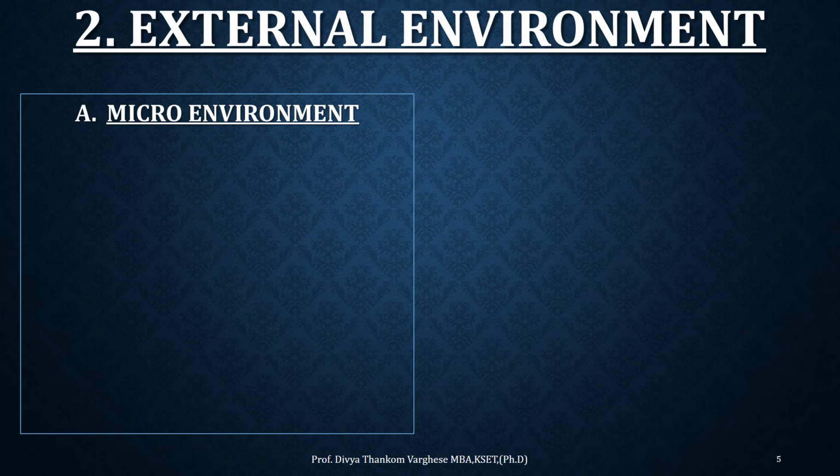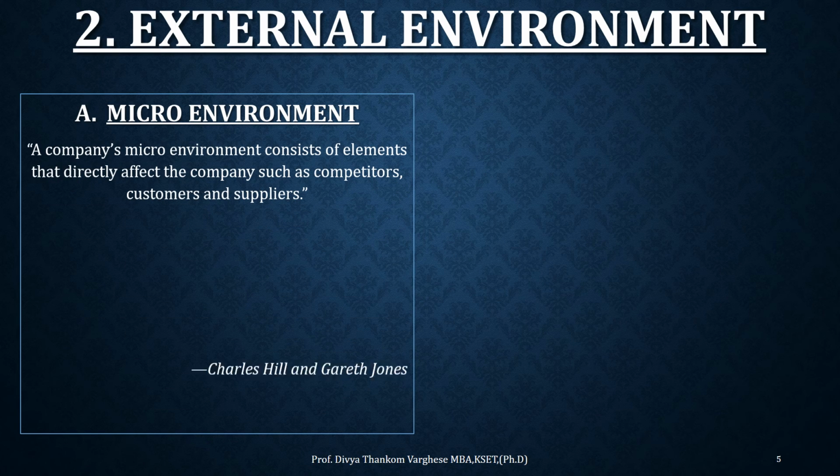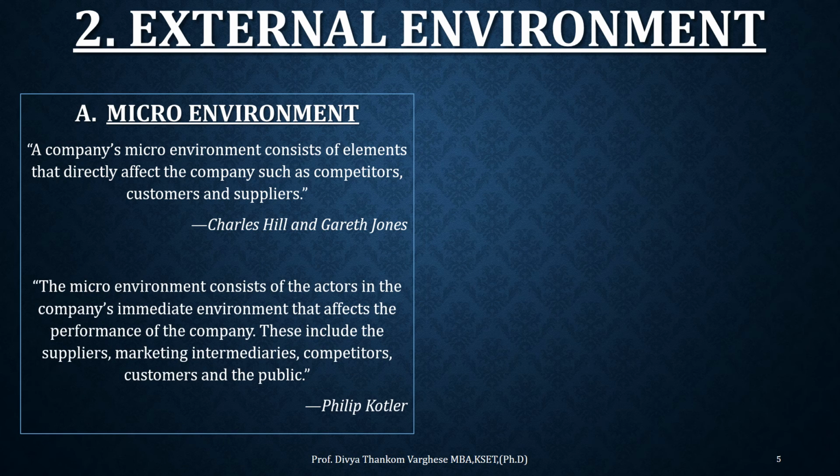Various experts have defined microenvironment and macroenvironment in different ways. According to Charles Hill and Gareth Jones, a company's microenvironment consists of elements that directly affect the company, such as competitors, customers, and suppliers. And Philip Kotler has defined microenvironment as consisting of the actors in the company's immediate environment that affect the performance of the company. These include the suppliers, marketing intermediaries, competitors, customers, and the public.